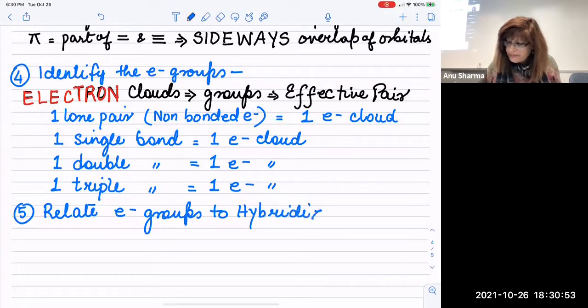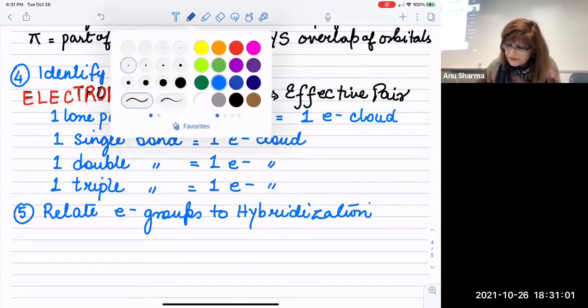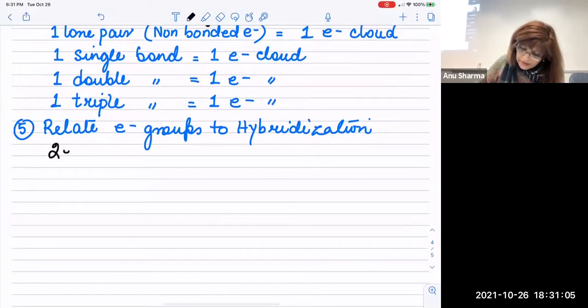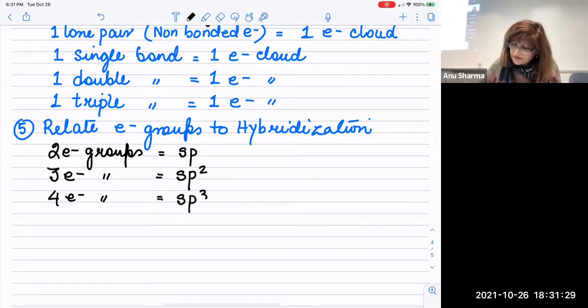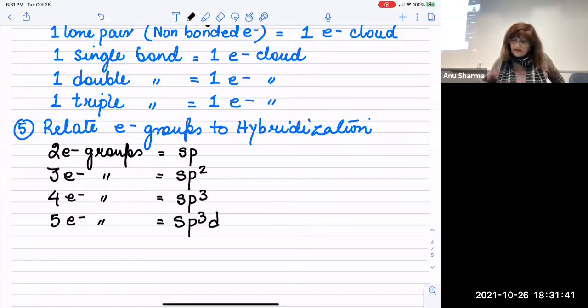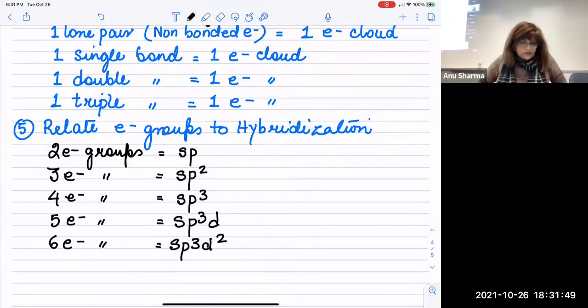Every atom is getting hybridized. So relate the electron groups to hybridization. What does this mean? When there are only two electron groups, then it is sp hybridization. When there are three electron groups, this is sp2 hybridization. When there are four electron groups, it is sp3 hybridization. When there are five electron groups, it is sp3d hybridization. And when there are six electron groups, it is sp3d2 hybridization.